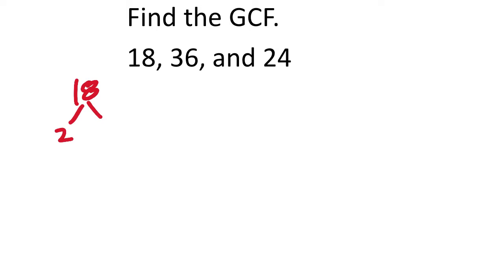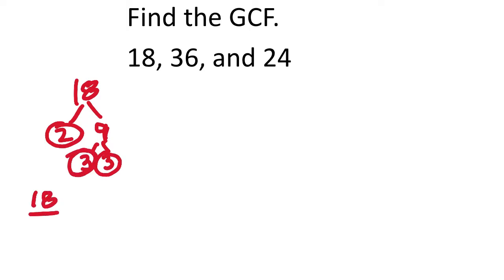well, you could use 2 and 9 if you want. You could use 6 and 3 if you saw that one first, and that would be okay. So I got 2 and 9 though. So 2 and 9, 9 is divisible by 3 there, 3 and 3. So our prime factorization from 18 is 2 times 3 times 3. Boom, 3 factors right there. Not too bad. Well, what about 36?